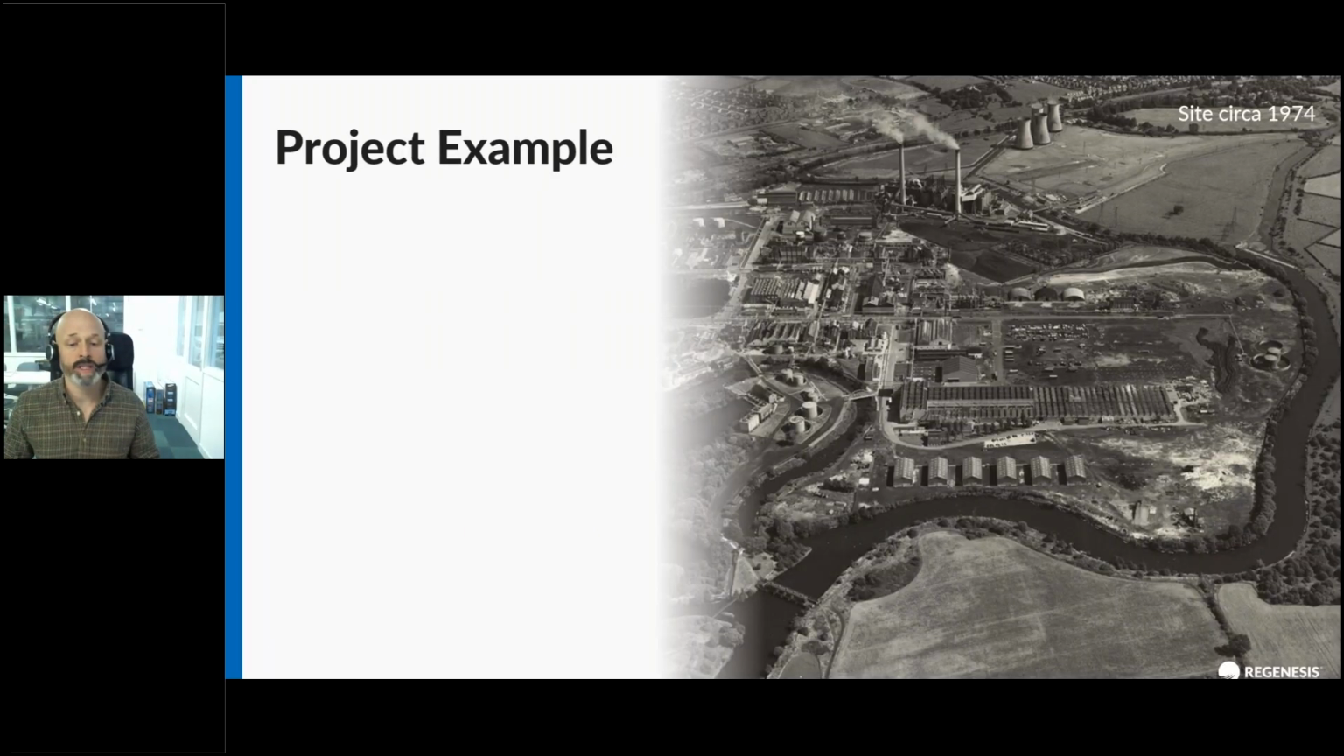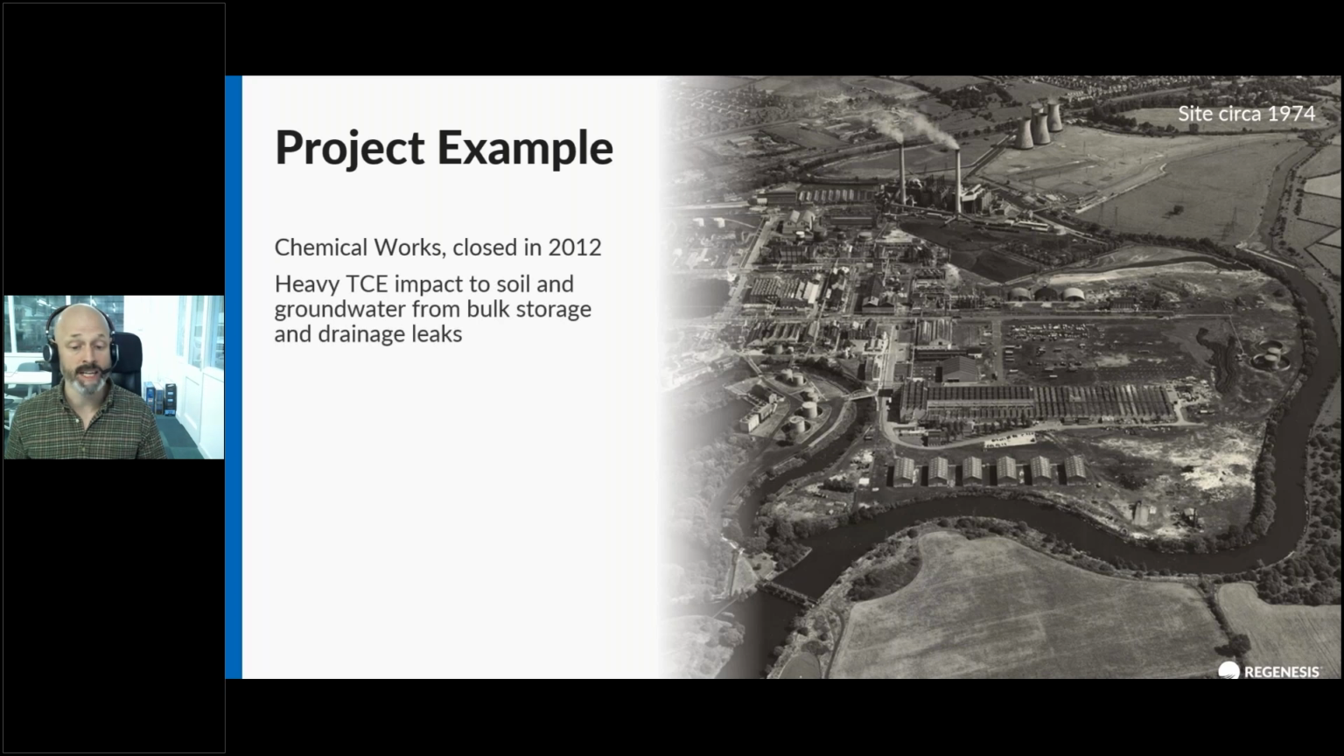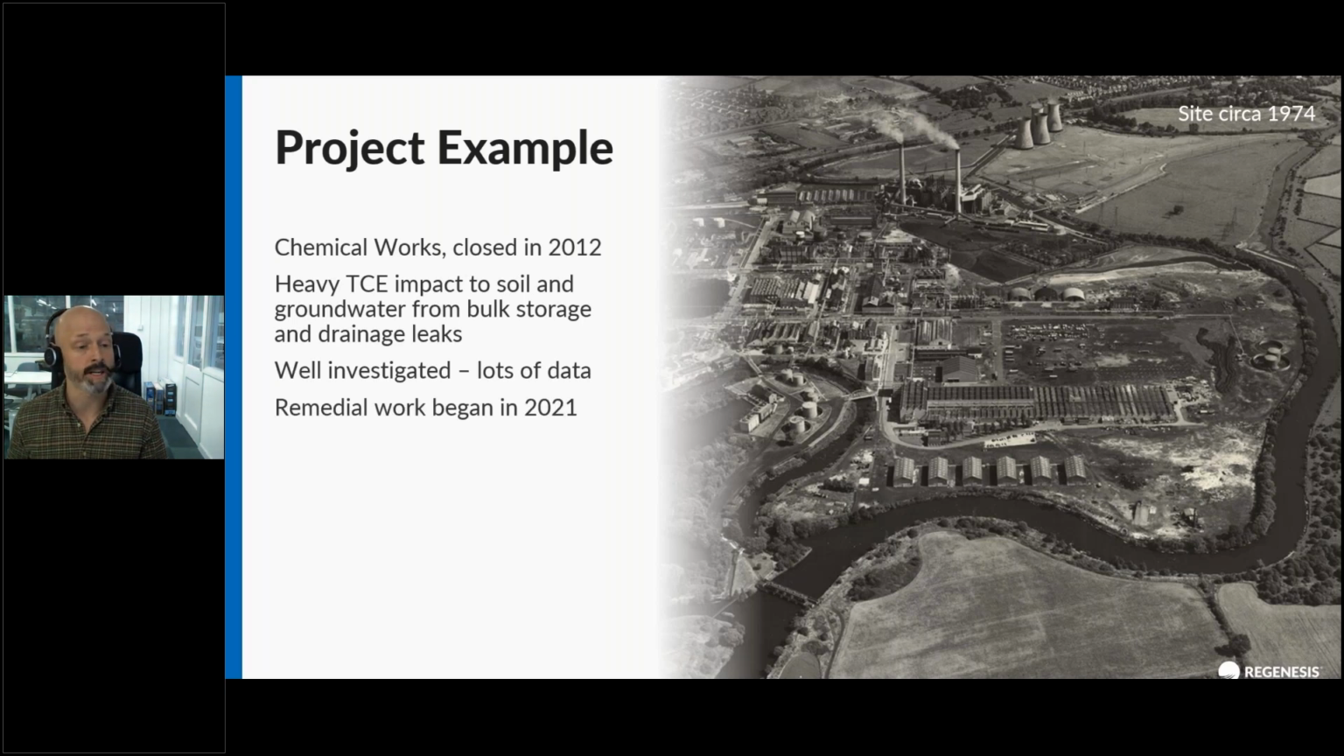So to illustrate how technology selection and remediation design works in practice, I'm going to use the example of a large UK site that we've recently worked on. This is a large chemical works that closed in 2012. Really heavy TCE impact to soil and groundwater from bulk storage and drainage leaks. This is one of, if not the most contaminated site that I've worked on in my career. Really well investigated site, so lots of data for us to inform that site evaluation. And we began remediation work at the site in 2021.